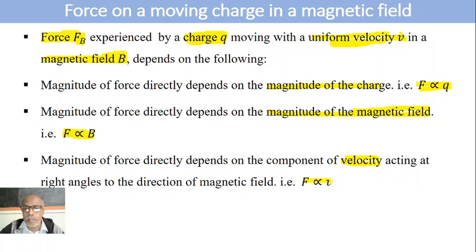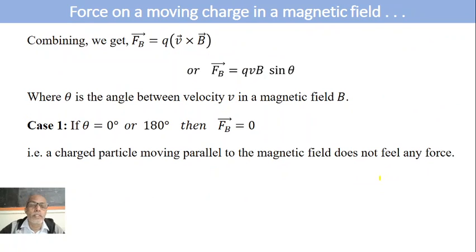It depends on the velocity. Therefore, the force experienced by a charge moving in a magnetic field with a certain velocity depends on the magnitude of the charge, on the strength of the magnetic field, and on the velocity with which the charge is moving. So combining all these three, we get Fb equals Q into V cross B.